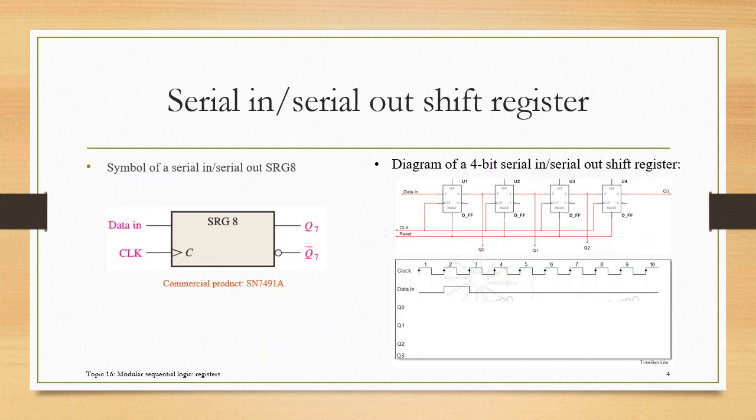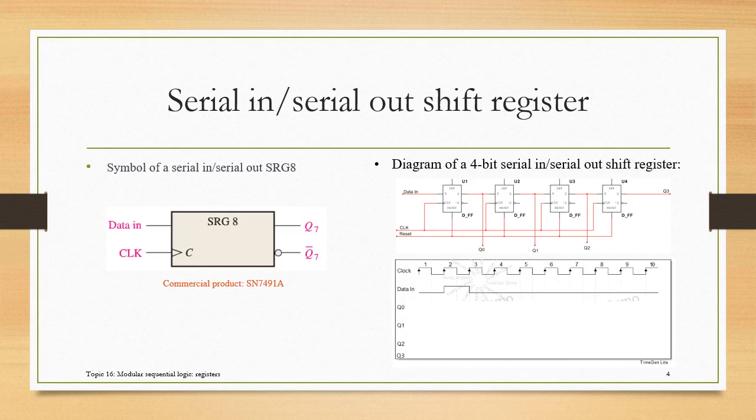The graph on the left shows an example, the symbol of an SRG8, or 8-bit shift register. This is a serial in, serial out shift register. Let's look at how this type of register works. In order to save some time, we only do 4-bit here; the 8-bit has a similar idea and the operation is very similar. So let's look at this 4-bit serial in, serial out shift register.